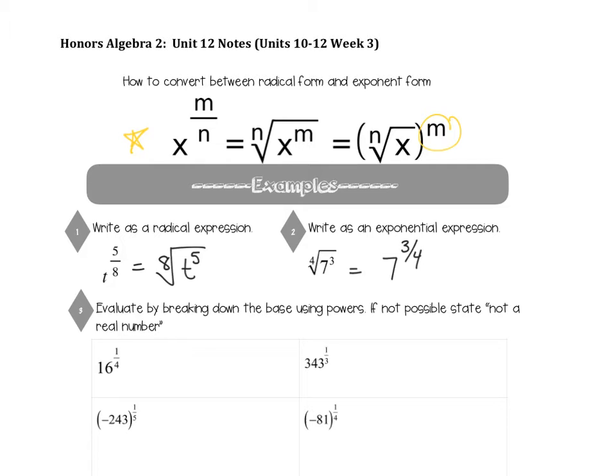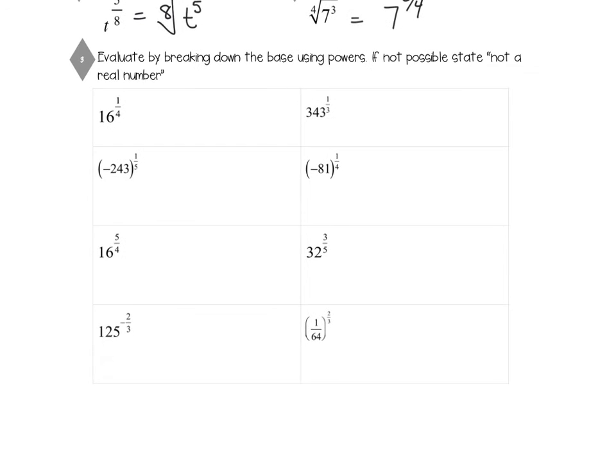So when it asks you to evaluate, it wants you to give a number and it wants you to break down the base using powers. So let's look at these next couple examples down here. So you have 16 to the 1/4 power. This is the same thing as the 4th root of 16 to the 1st power, which is just 16. Now, when you're thinking about what number multiplied times itself 4 times gets you 16, that number is 2. So the 4th root of 16 is 2, and that would be your final answer there.